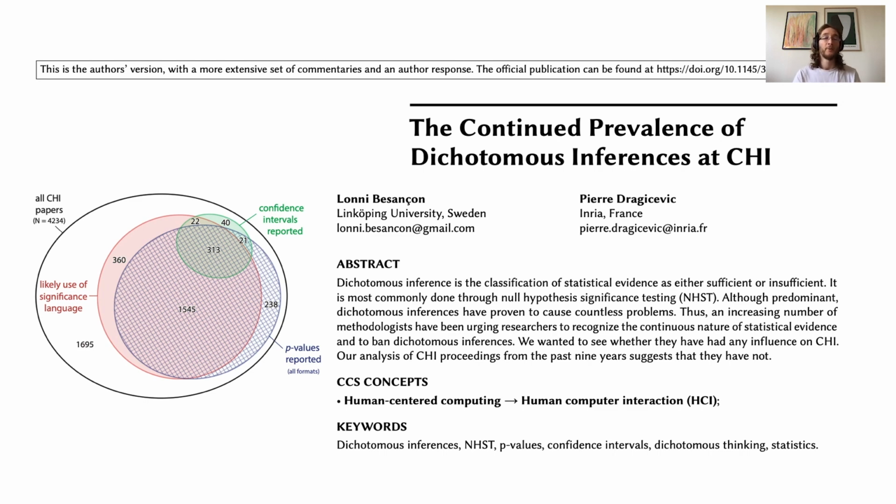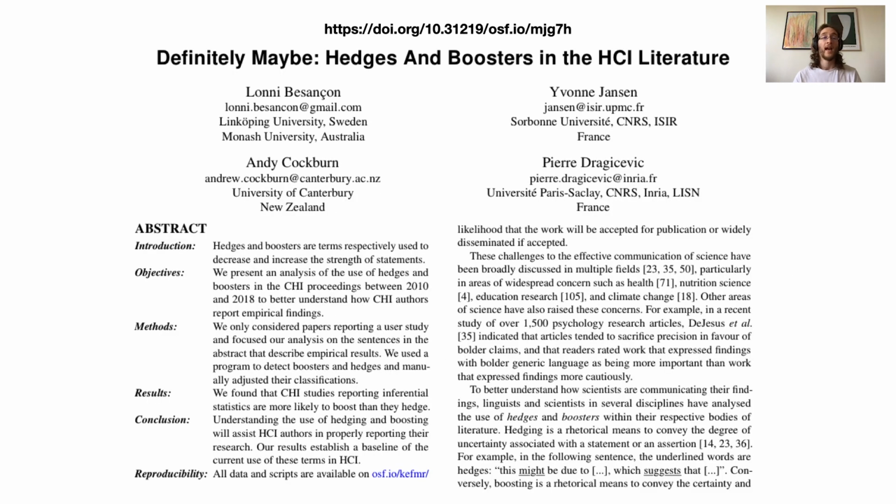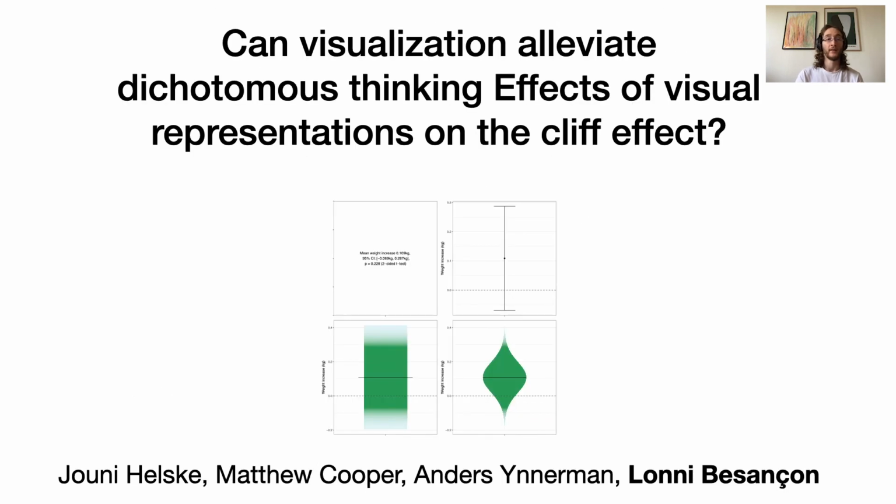In particular, the specific words we use to describe results can increase fuzziness and uncertainty, or the opposite, increase how sharp or certain a statement is. And this is also something that I think is fascinating future work, and that I started investigating with Yvonne Jensen, Andy Coburn, and Piotr Dragicevic. The preprint is available online if you want to take a look at it.